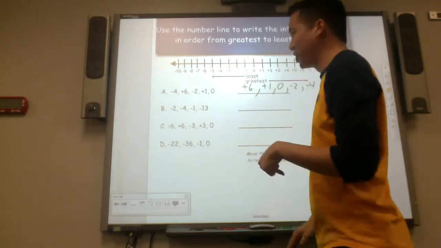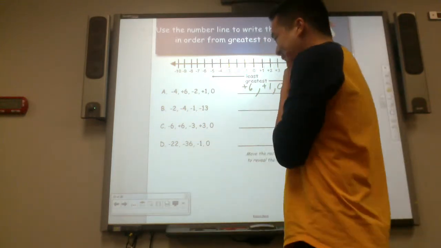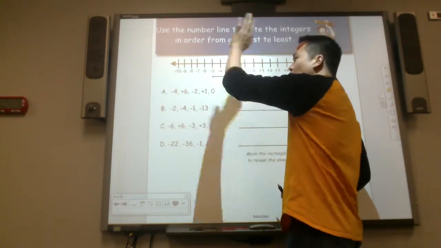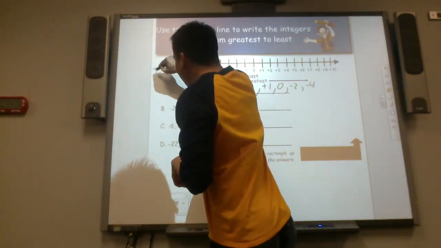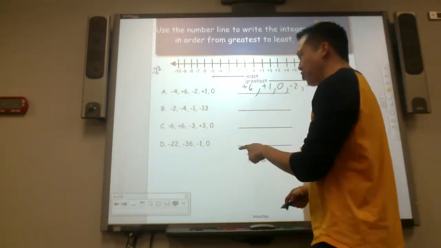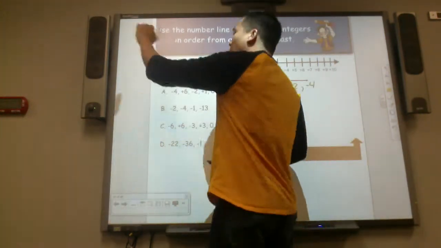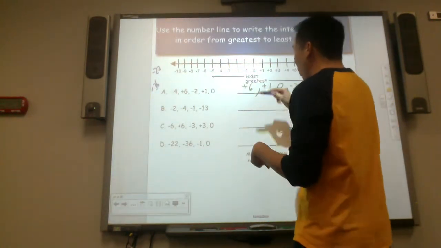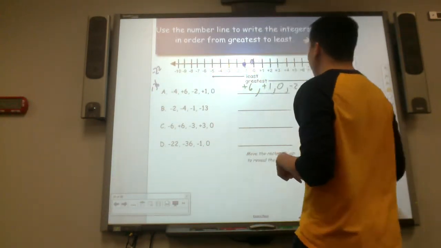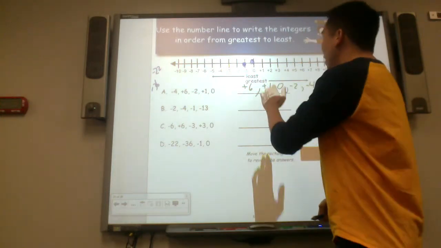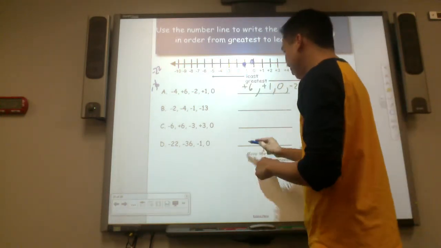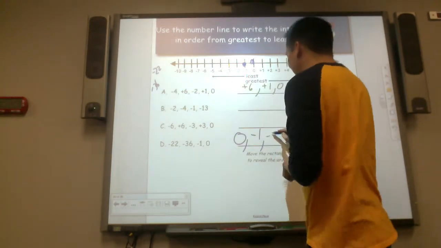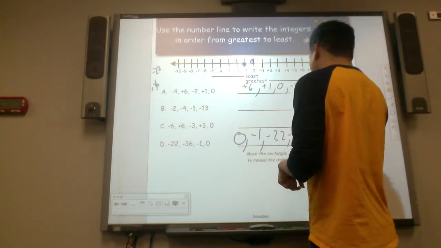And let's try one more example. Let's try D. Negative 22. If I think about it on a number line, it is way to the left. Negative 36. Is that going to be even farther away from 0? I think so. Negative 1 is right here, and 0. So put them from greatest to least. 0 is the greatest, then negative 1, then negative 22, and then negative 36.